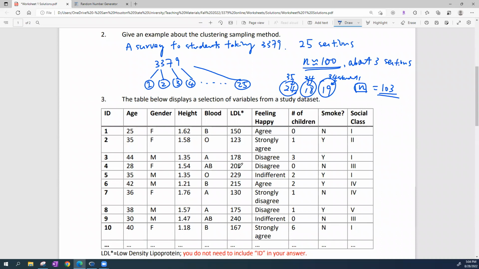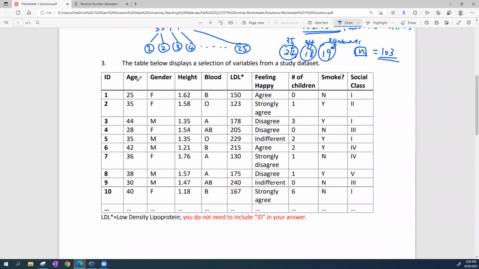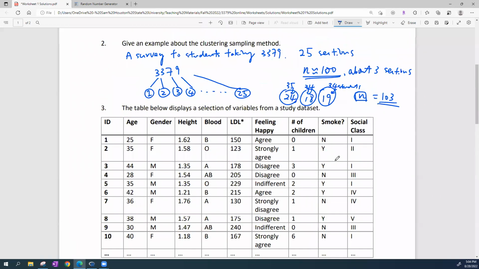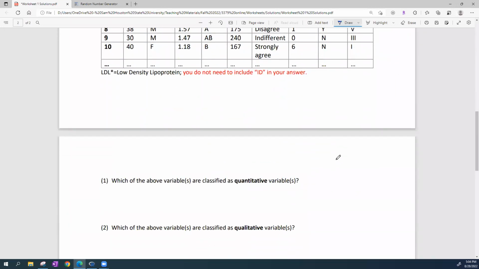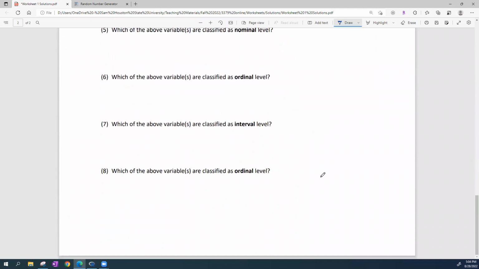The table below displays a selection of variables from a study data set. The first column is just the ID number, so we don't include that as a variable. Then we have age, gender, height, blood LDL, feeling happy, number of children, smoke yes or no, and social class. Based on this study data set, we can answer question 1 through question 8.